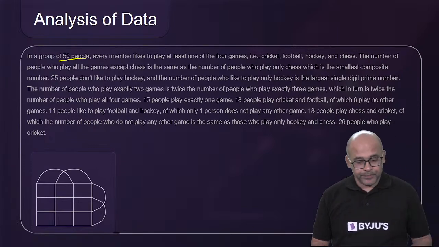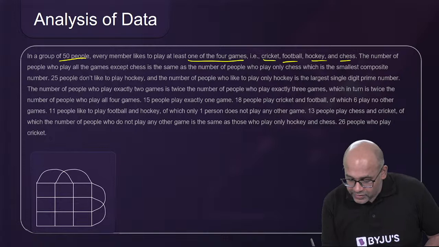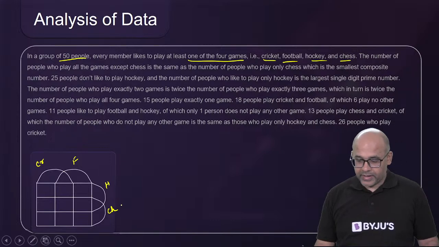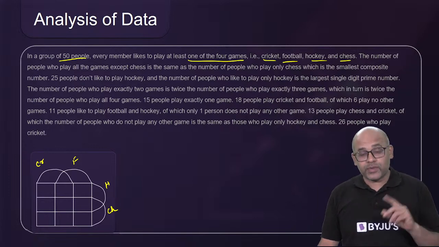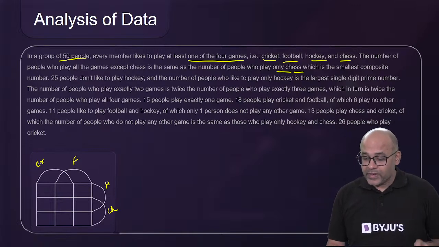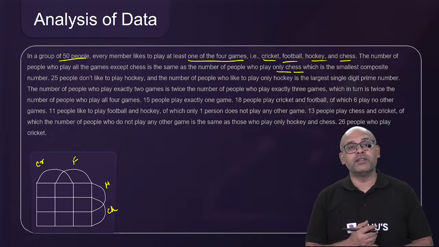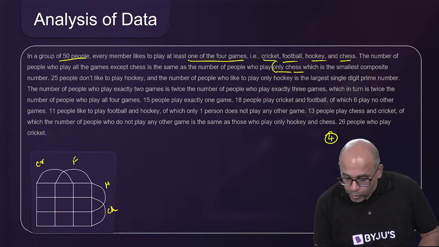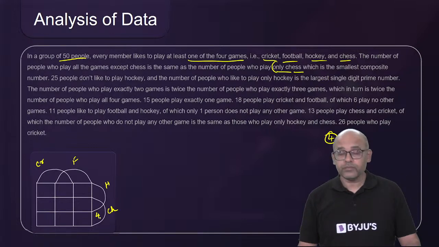It's fine. Perfect. Okay. Every member likes to play at least one of the 4 games: cricket, football, hockey, chess. So let me call this cricket, football, hockey, chess. Great. The number of people who play all the games except chess is the same as the number of people who play only chess. Which is the smallest composite number? By the way, what is the smallest composite number? Anyone? Very good. The smallest composite number is 4. So, who play only chess? Only chess is 4. Clear?